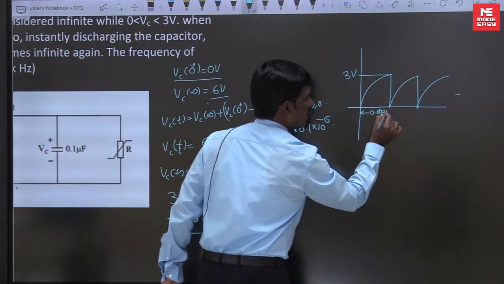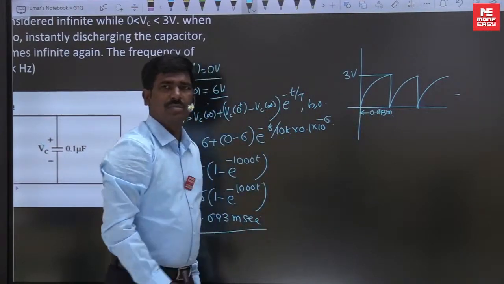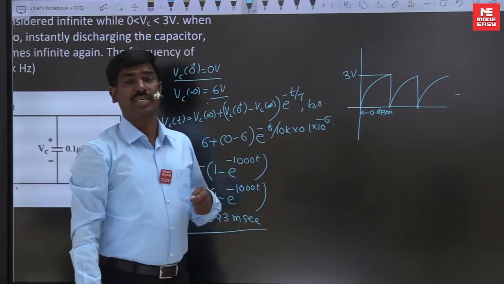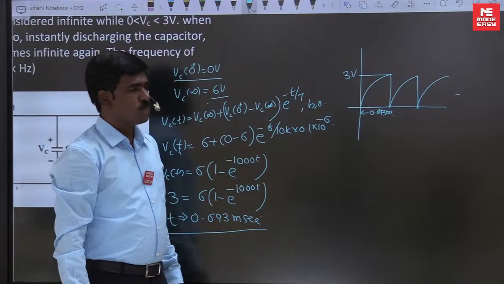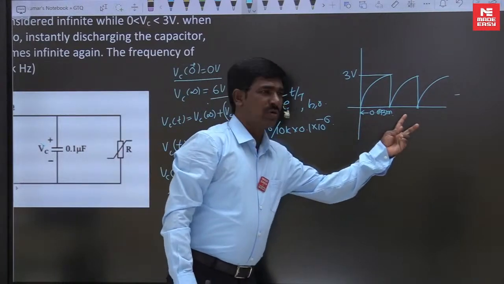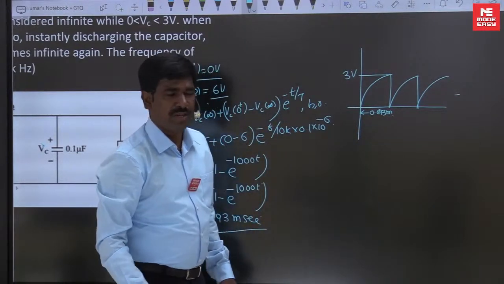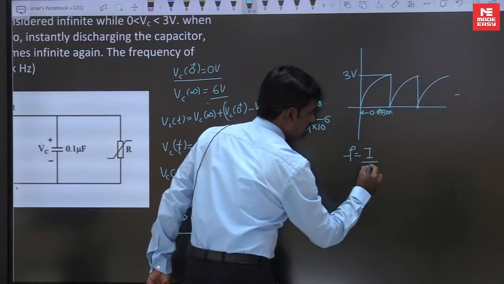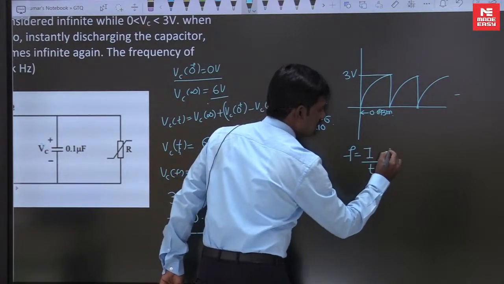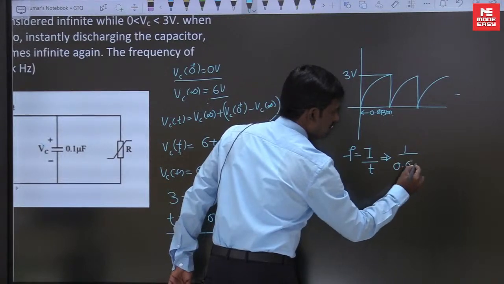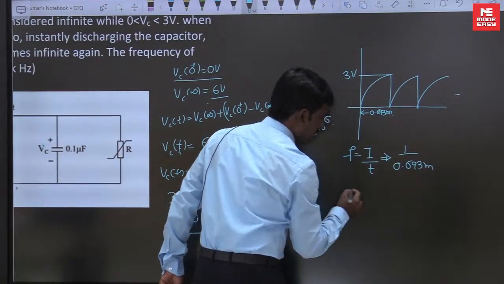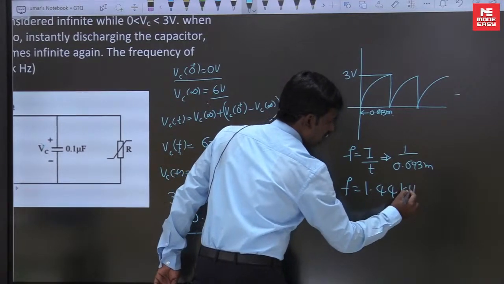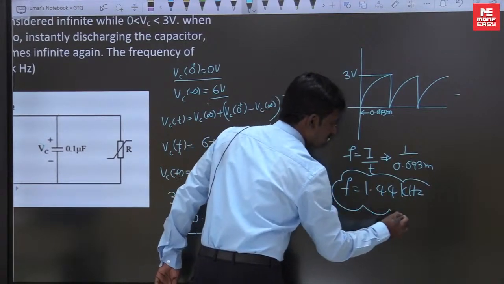0.693 milliseconds. So how much time will it take to charge to 3 volts? The time is 0.693 milliseconds. So this is repeating now, and the time period is known. How to find the frequency? F is equal to 1 by time period. So 1 by T is 1 by 0.693 milliseconds. This value is F equal to 1.44 kilohertz. This is the correct answer.